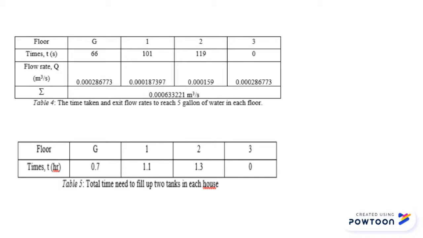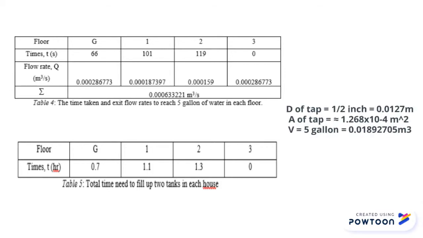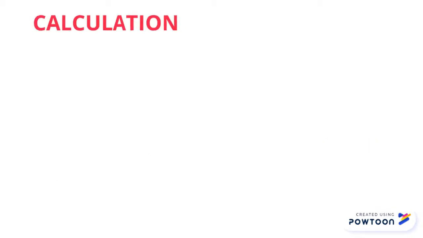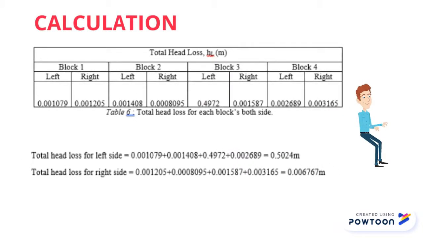Table 4 shows the time taken and exit rates to reach 5 gallons of water on each floor, while Table 5 shows the total time needed to fill up the 2 tanks in each house, provided with assumptions. Calculation. Table 6 shows the total head loss for each block side. The total head loss for the left side is 0.5024 meter, while the total head loss for the right side.